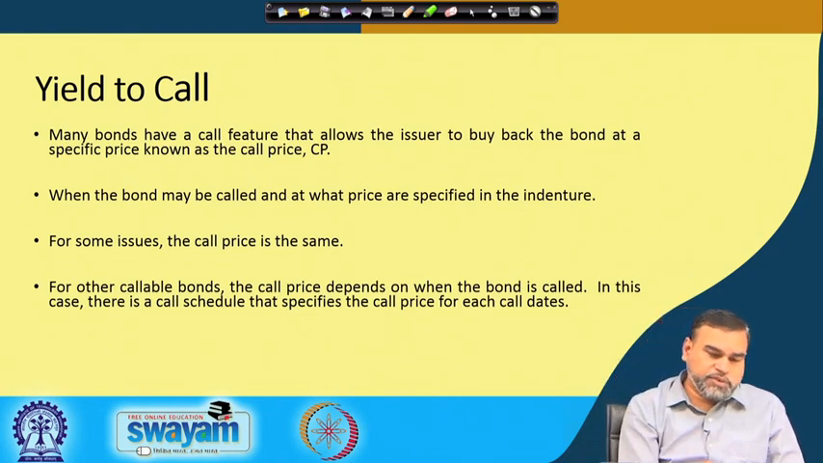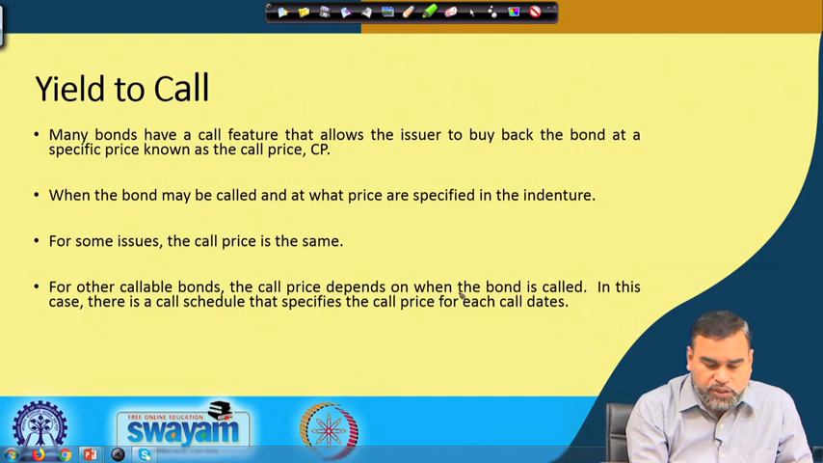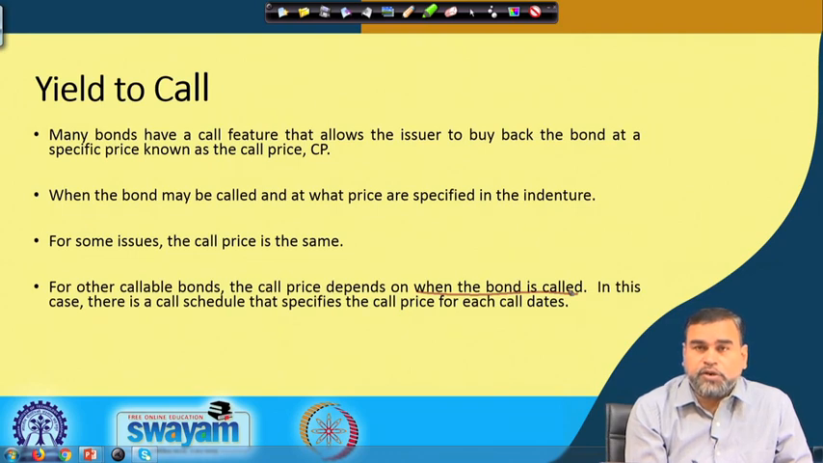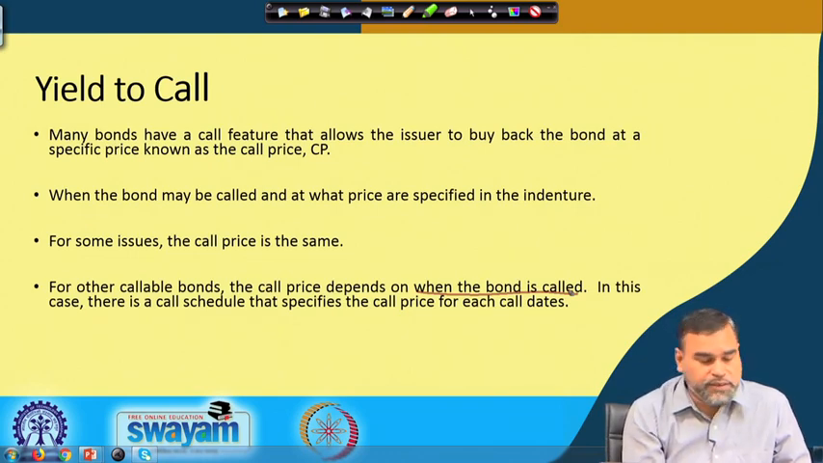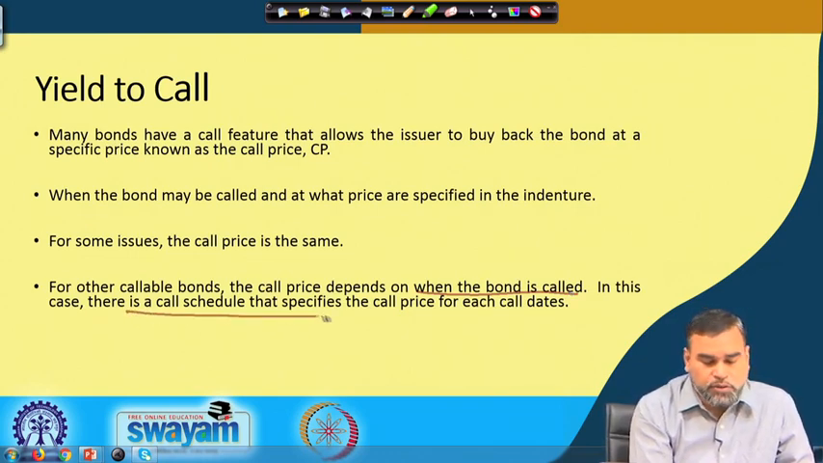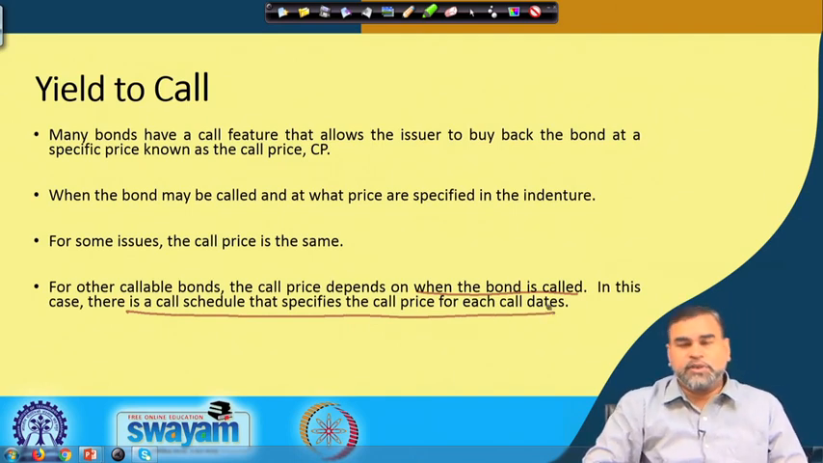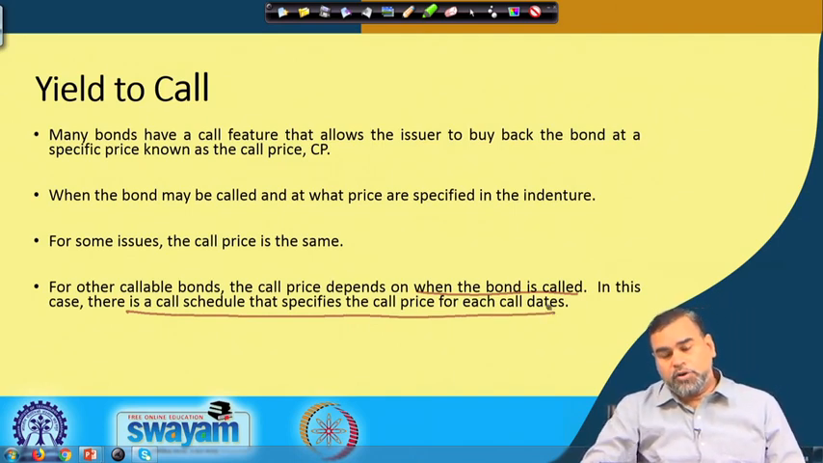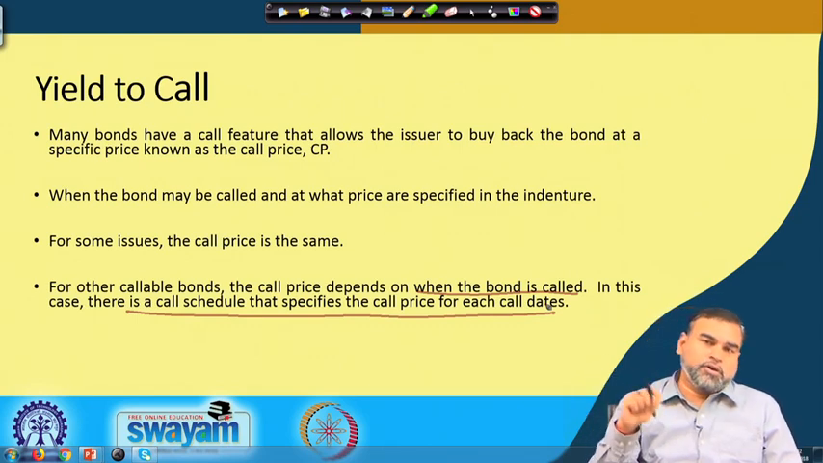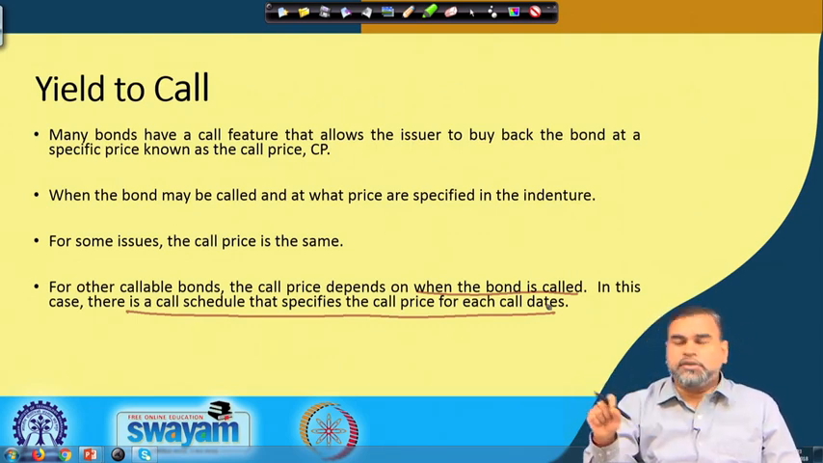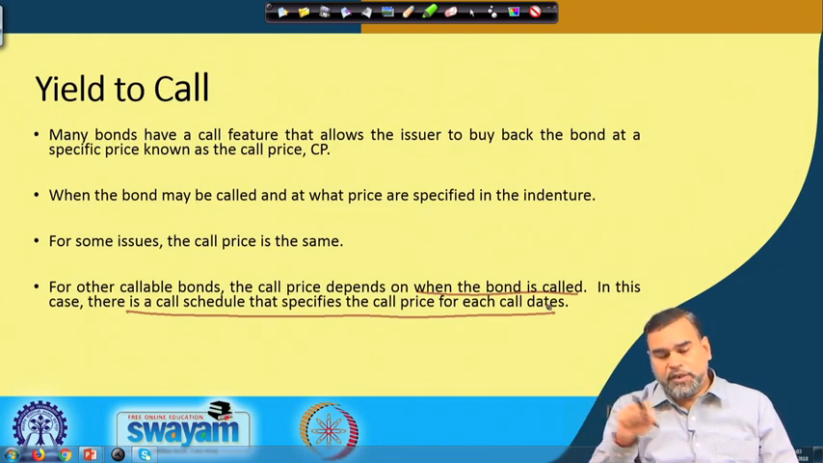So, the call price basically depends upon when the bond is called. In this case, if there are different call dates of that particular bond and the prices are different on the different dates, then there is a call schedule that specifies the call price for each call date. The bond can be called on so and so date, the price will be this. If the bond is called after 4 years, the price will be this. If the bond is called after 7 years, the price will be this.